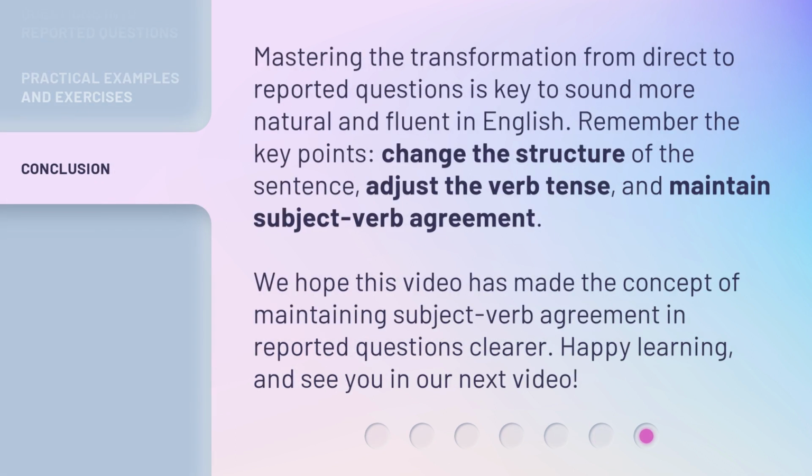Mastering the transformation from direct to reported questions is key to sound more natural and fluent in English. Remember the key points. Change the structure of the sentence, adjust the verb tense, and maintain subject-verb agreement.